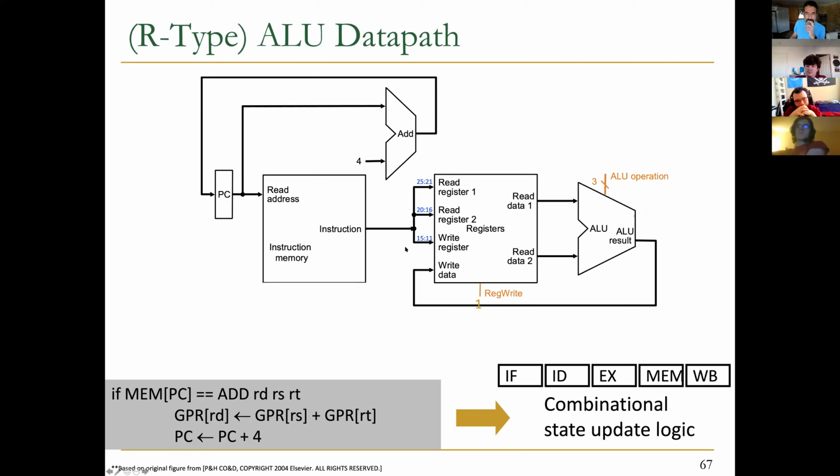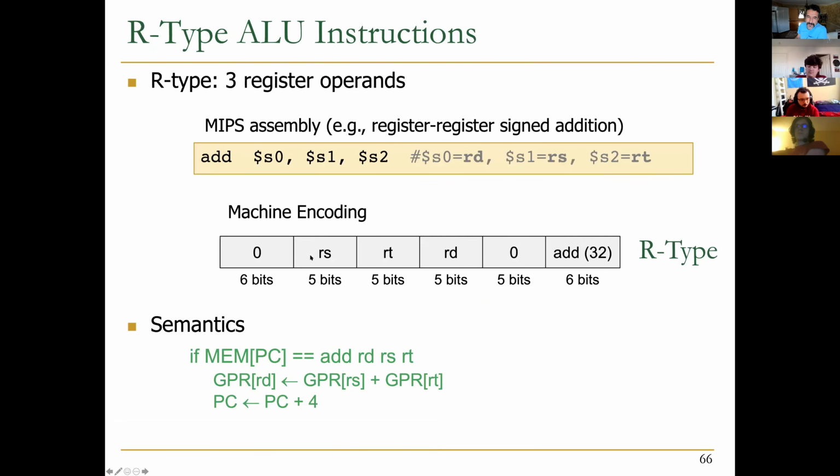Let's go to the other part. Here, you need to read the address. This is again memory, instruction memory. You need to read the address and fetch the instruction. An instruction tells you what the encoding is. So again, go back to this encoding.